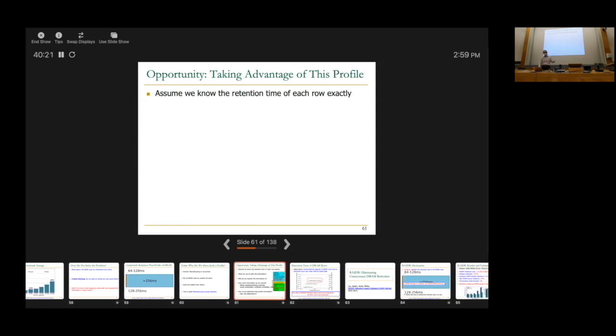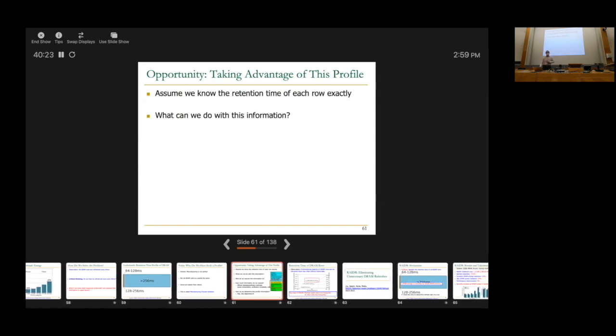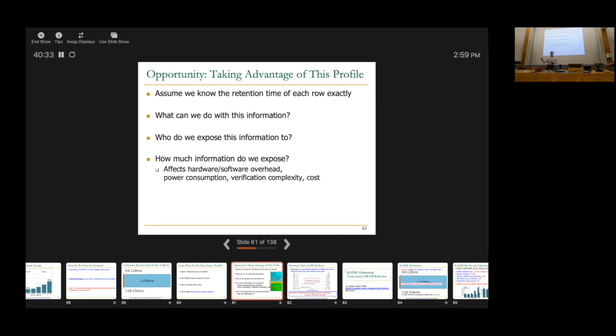Assume you know the retention time of each row exactly. What can you do with this information? Who do you expose this information to? How much information do you expose? First of all, how do you gather this information? Is another question, actually. I didn't ask that. How much information do you expose? Do you expose the retention of every single row to the software, for example? Clearly, this information exposure affects a lot of overhead.